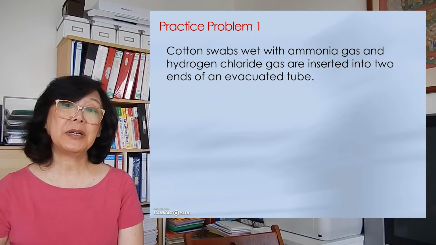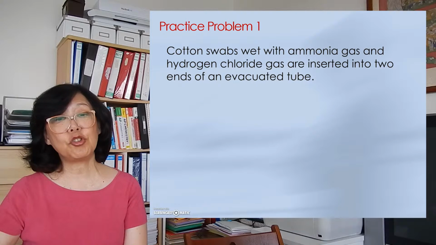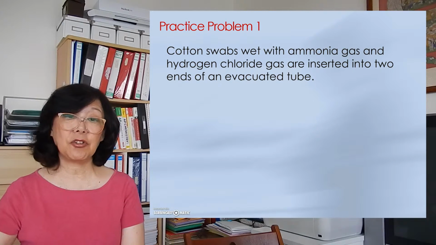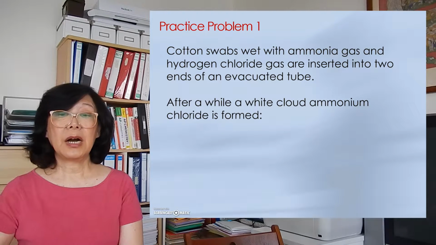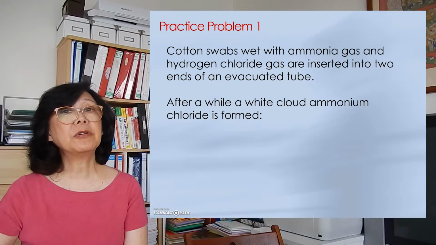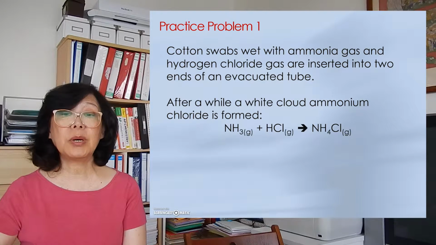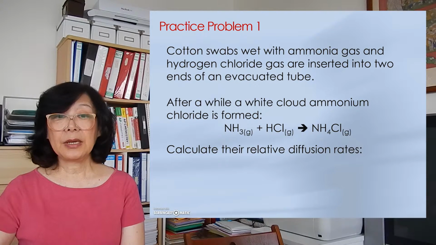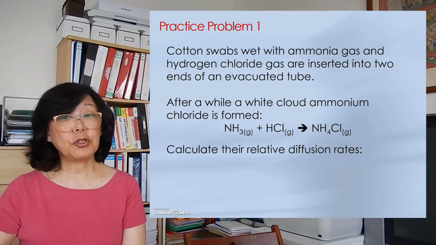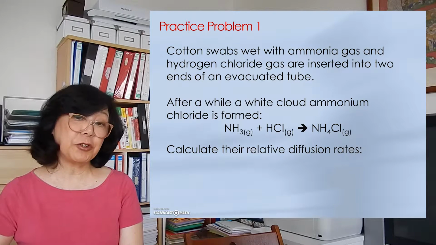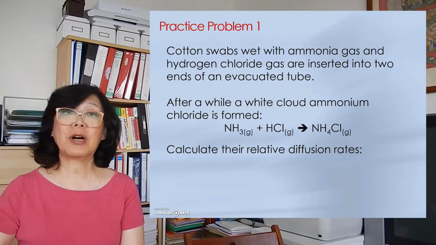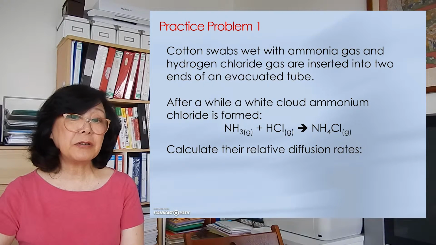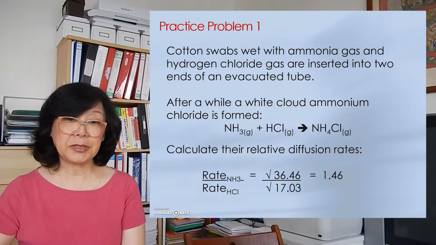Practice problem number 1. I have a long evacuated tube, and on two ends I use cotton swabs wet with ammonia and hydrogen chloride. Now, after a while, these two gases will travel randomly until they meet to form a white cloud called ammonium chloride. Calculate the relative diffusion rates. Now here we use the word diffusion. Diffusion means gas molecules travel randomly, while effusion means that they have to travel through the little pinhole. However, the same formula applies.